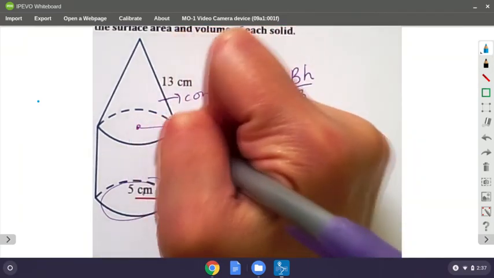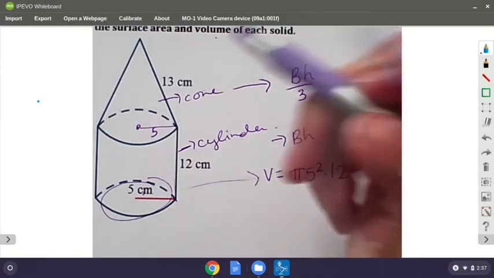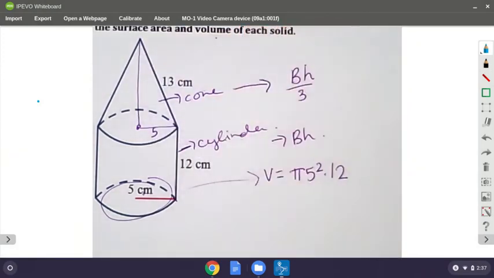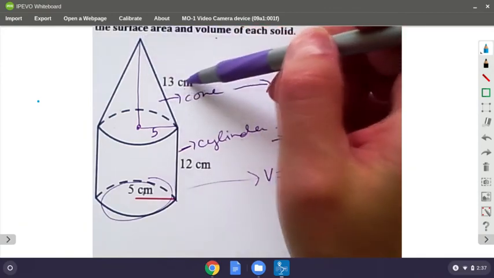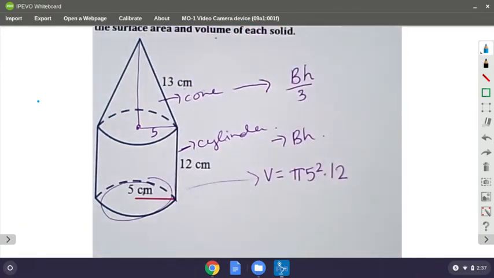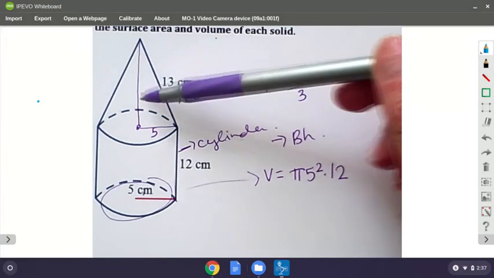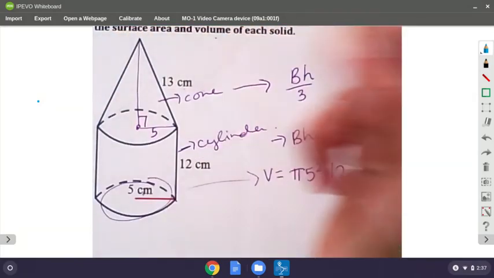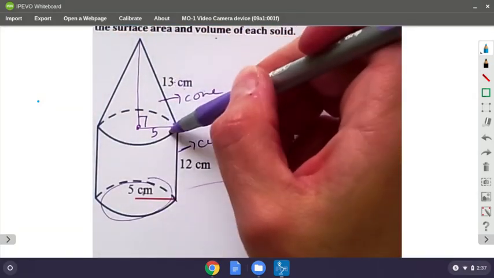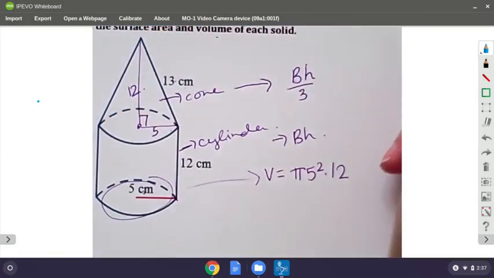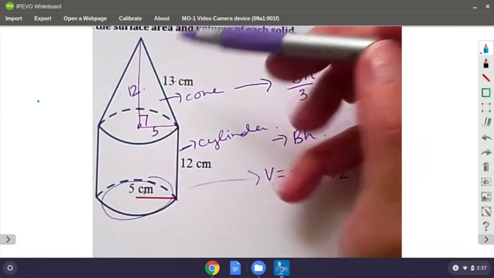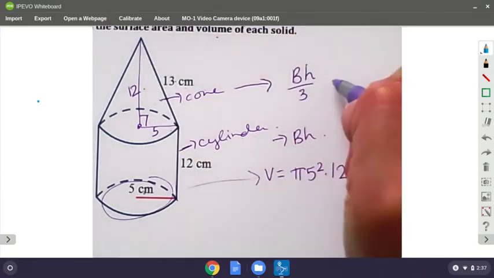For the cone, we do have that the radius is 5, but we don't have the height. We have the slant height. That's this right here. That's used for surface area, which again, we haven't learned about yet. But the regular height is what we need for volume. So you have to do Pythagorean theorem. 13 squared minus 5 squared is going to be 144. This is going to be 12. So that means that the height of the cone is also 12.